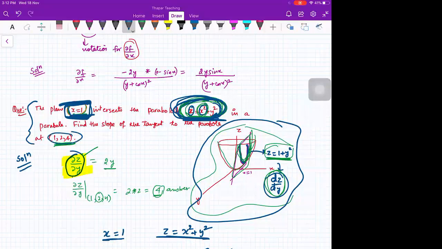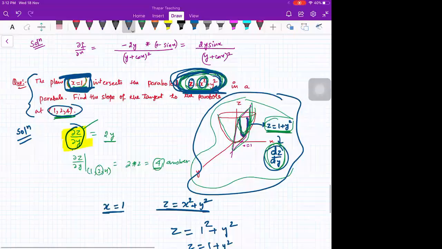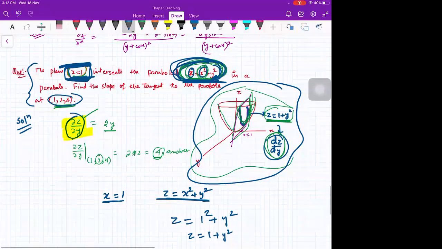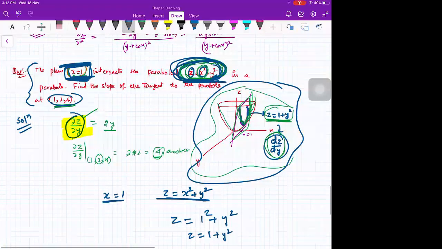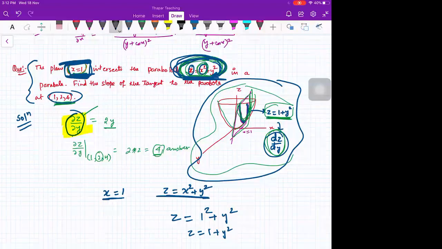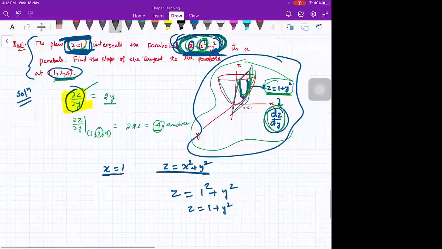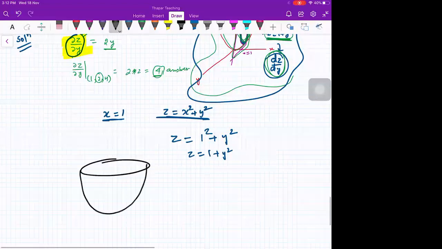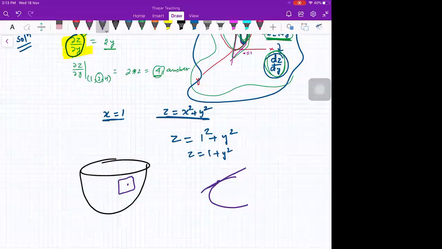Simple question. But if I wasn't given this plane, I was only given the equation of the paraboloid x square plus y square, and I was given this point and I had to find the slope of the tangent, then what is the process? There is no meaning of slope in that way. If you have a 3D surface, at any point you actually have a tangent plane, not a tangent. When you have a 2D curve, then you have a tangent, right? So you have to cut it to get a curve, then you talk about the slope of that tangent. You got it?